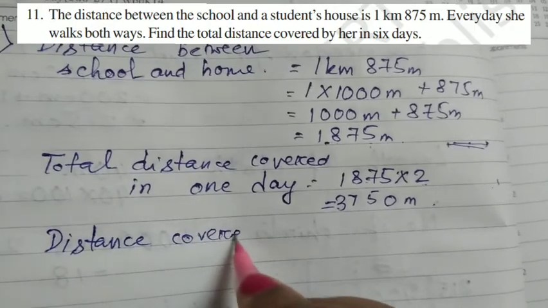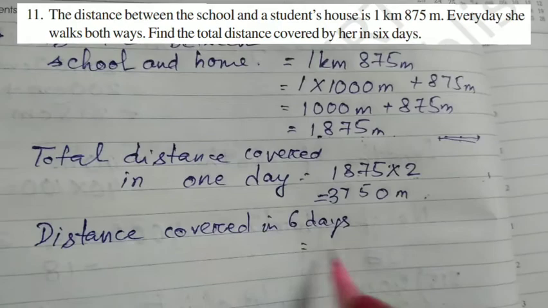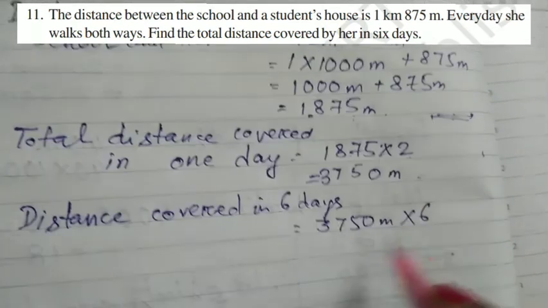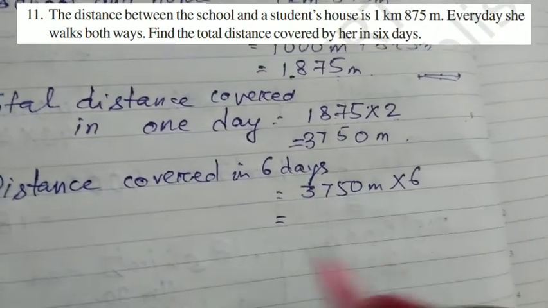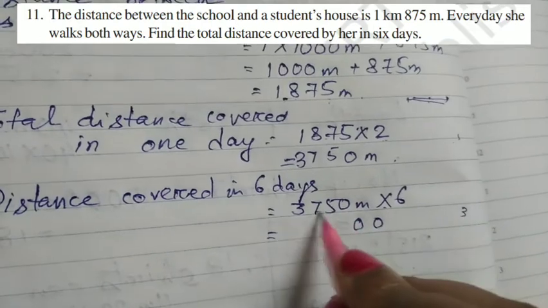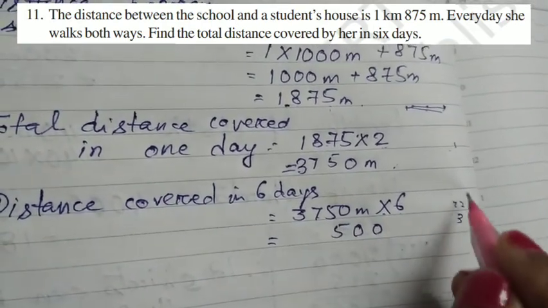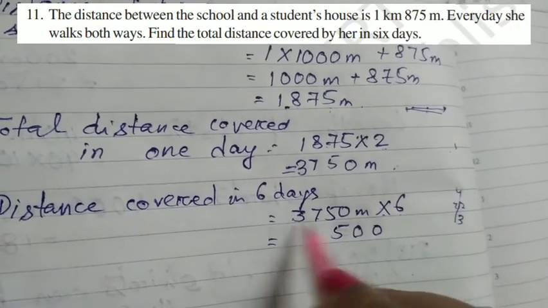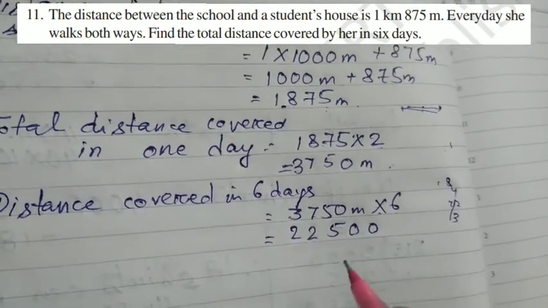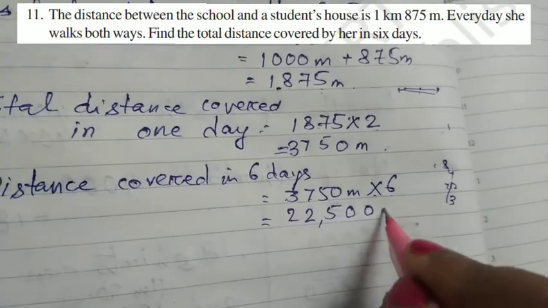Okay, so now distance covered in 6 days. Distance covered in 6 days is equal to how much? 3750 meter into 6. That is equal to 0. 6 5s are 30, carry 3. 7 6s are 42 plus 3 is 45, 5, carry 4. Then 3 6s are 18 plus 4 is 22. So I have this 22,500 meters.